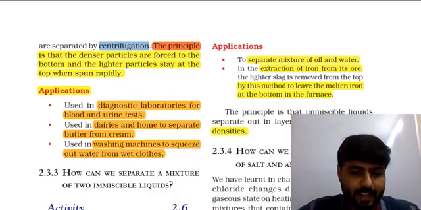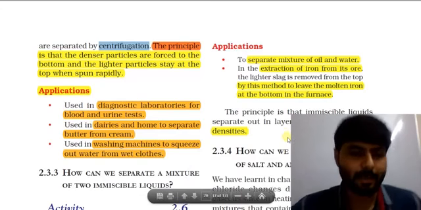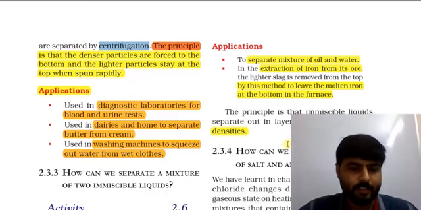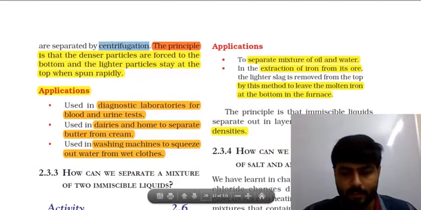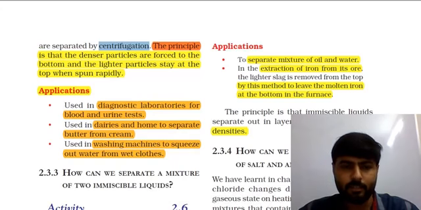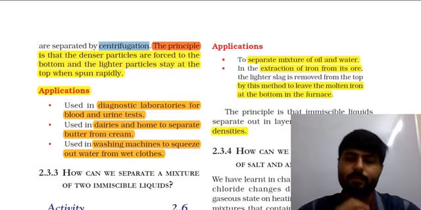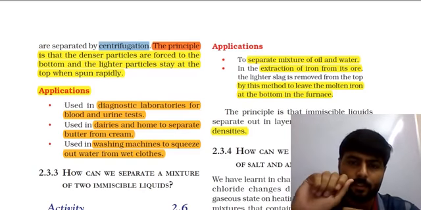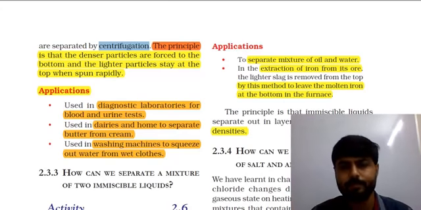After that, it is used in dairies and at home to separate butter from cream. We can separate butter from the cream with the help of the centrifugation technique. It is used in the washing machine to squeeze out water from wet clothes. We are all familiar with the dryer in our washing machine. What does the dryer part do? We arrange the clothes in the dryer and spin it. It will spin with full force, full velocity.